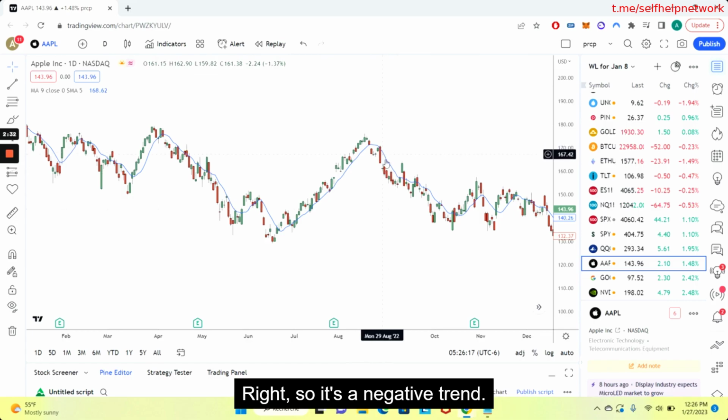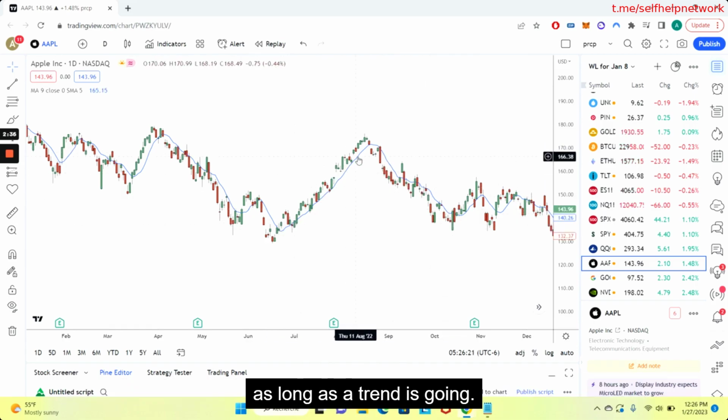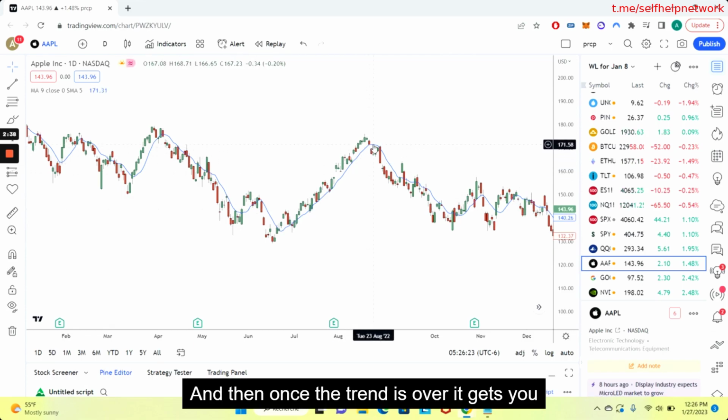So it's a negative trend. That's why it's called a trend indicator, because it keeps you in the trend as long as the trend is going. And then once the trend is over, it gets you out of it.